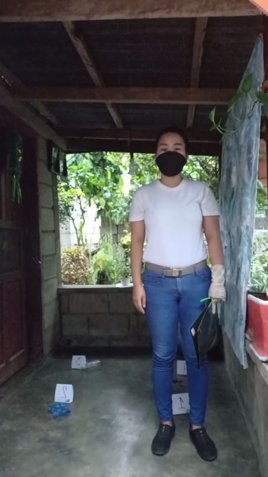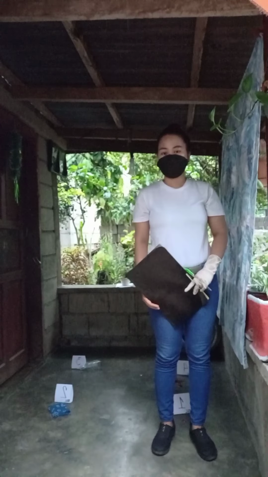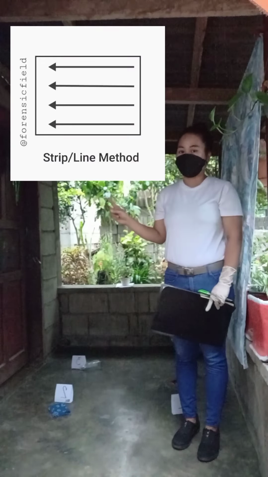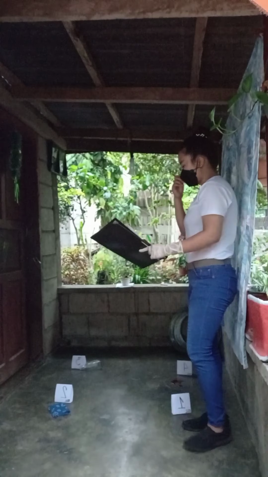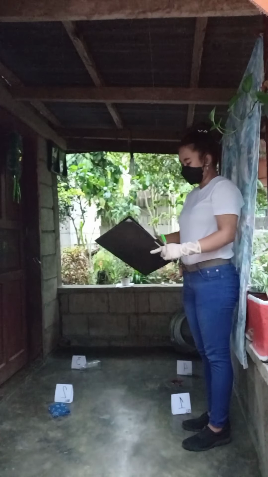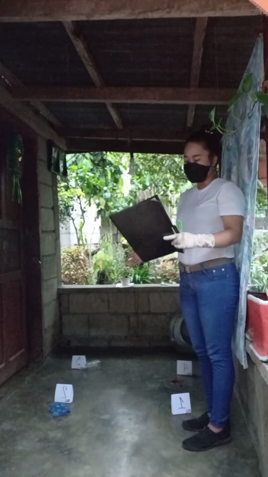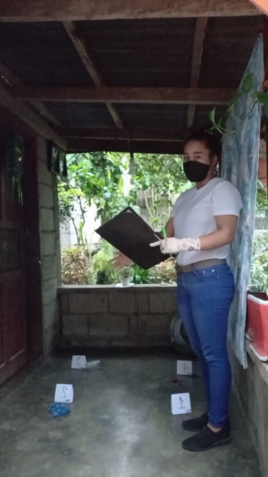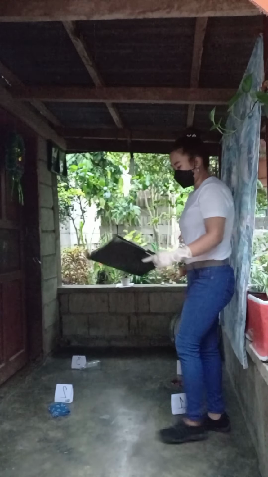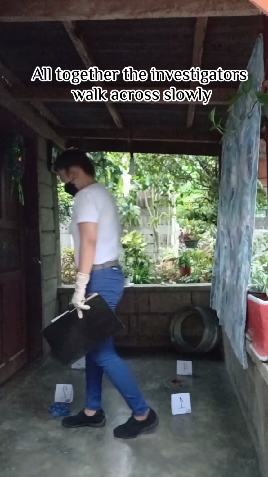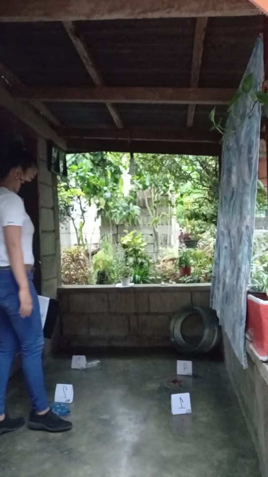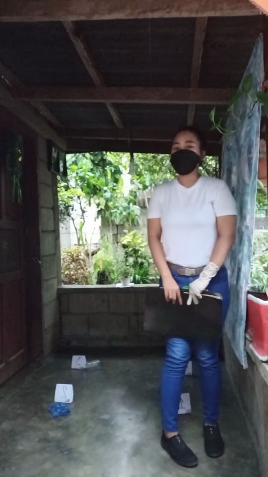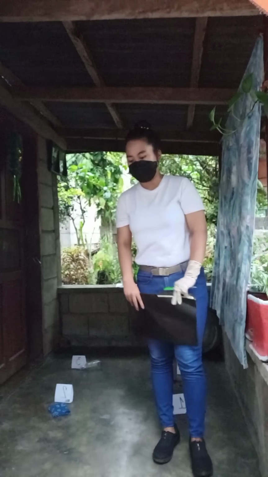So, the fourth type of method in searching evidence in a crime scene is the strip method or the line method, in which several investigators walk across the scene in a straight line and walk very slowly. So, that is the strip or line method.